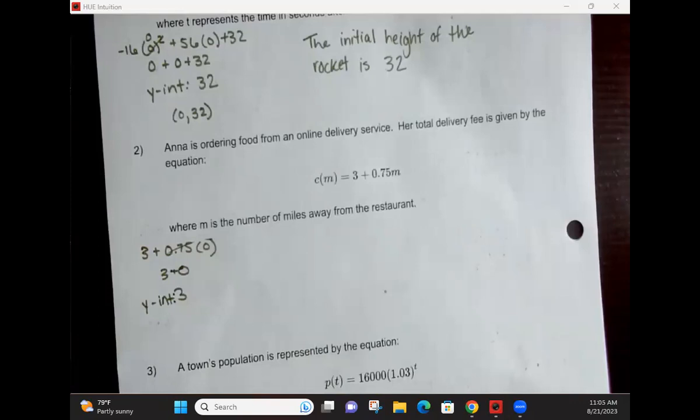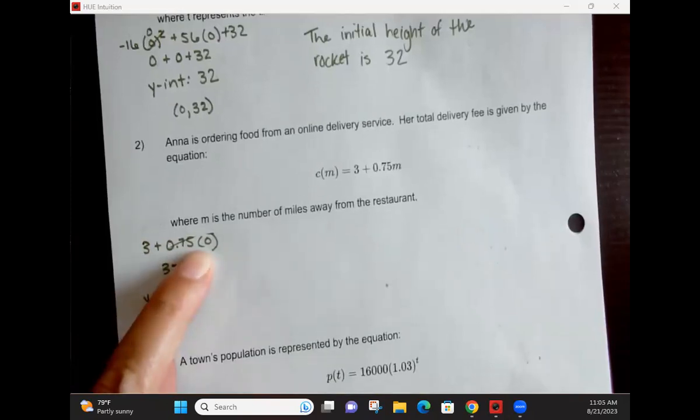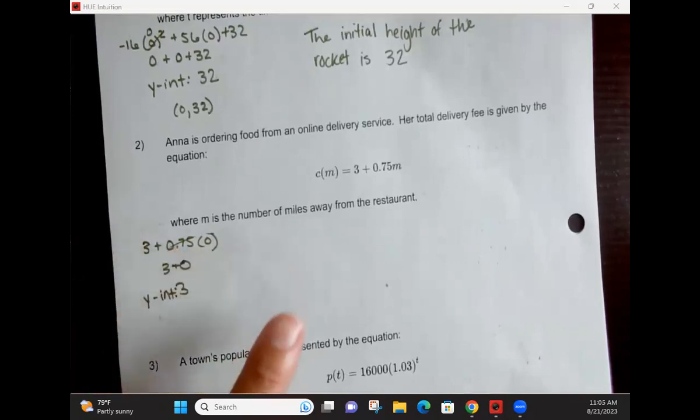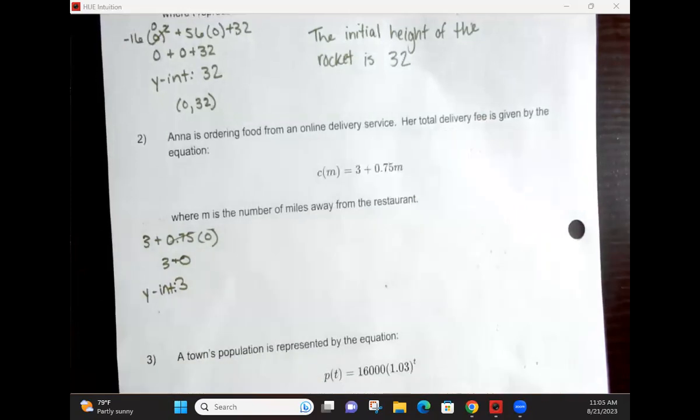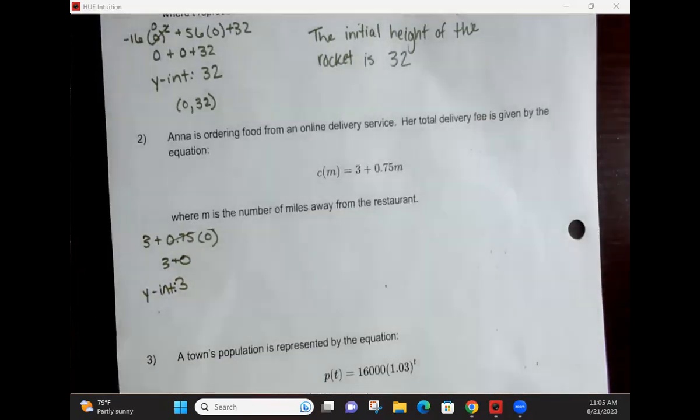Well, remember, M is our miles. So we said we're 0 miles. So what would the 3 be then? Not time, but cost, right? Because we're calculating our delivery fee. Okay. Does that make sense though with costs? Okay. So this probably seems kind of weird if I were to explain this in very literal terms. Like if you are 0 miles from the restaurant, the cost or the delivery fee is $3. That's probably a little bit of an odd thing to say.